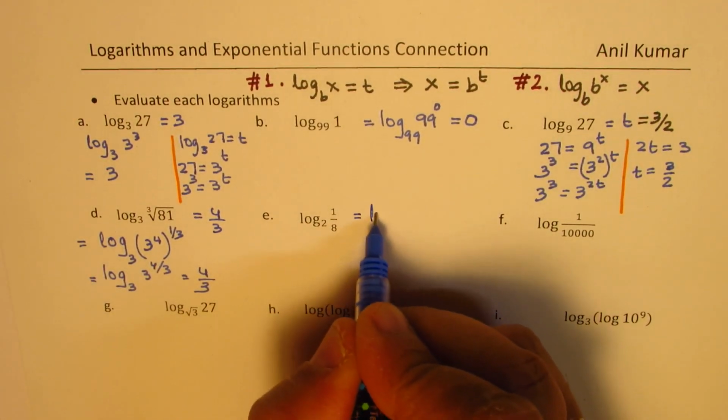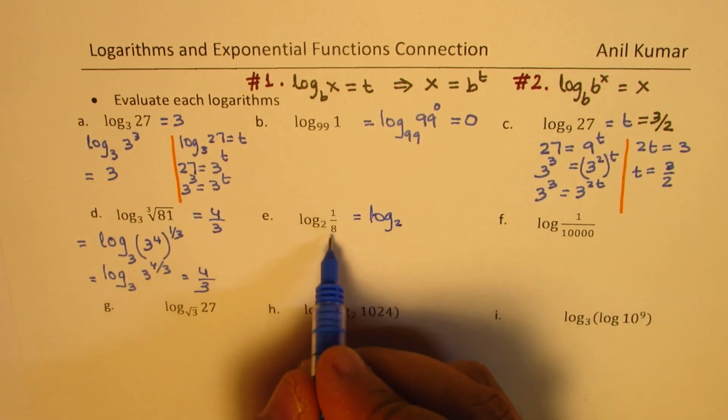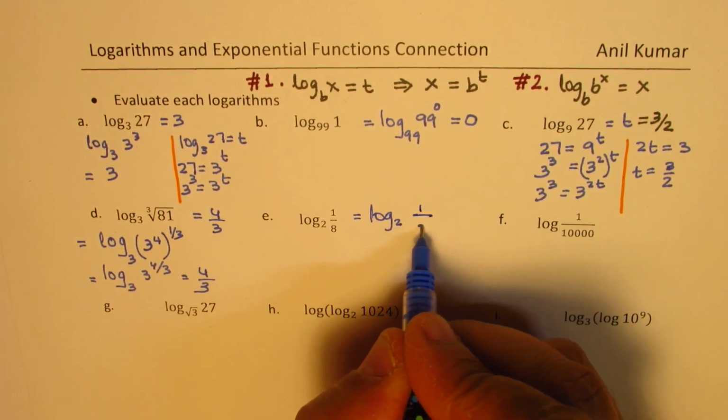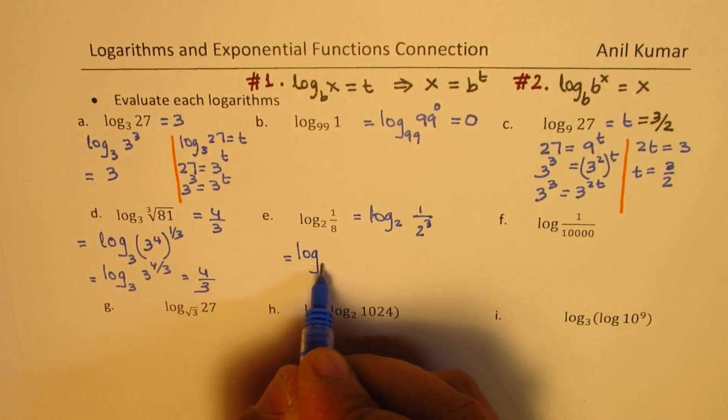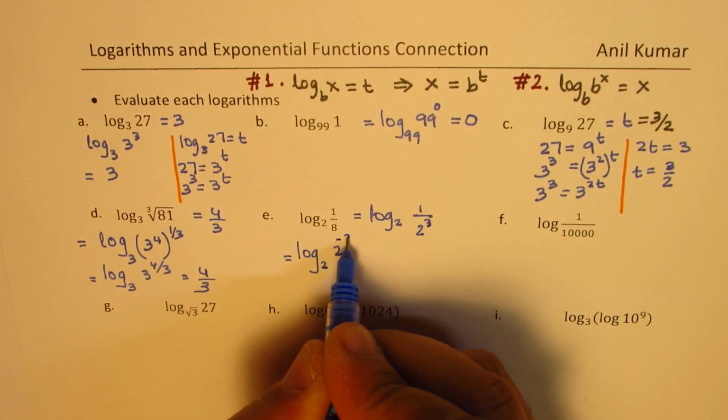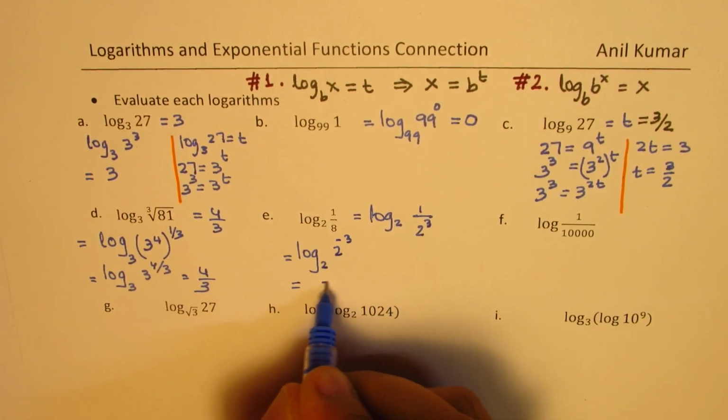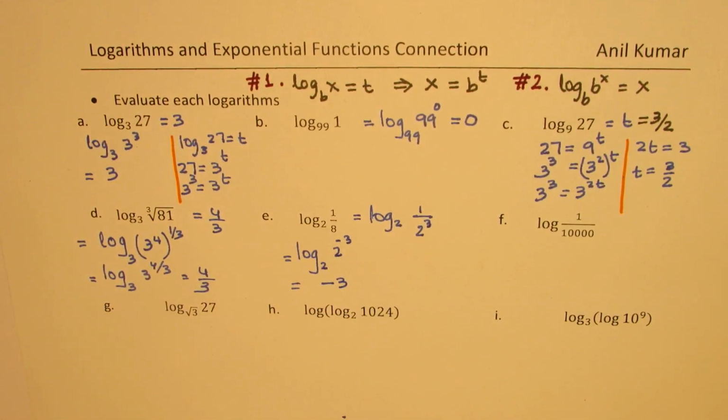So here, for example, log to the base 2, writing 8 as a power of 2 will be 2 cubed. Now this is in the denominator, and therefore I write this as log to the base 2 of 2 to the power of minus 3, and clearly this is equal to minus 3. So that becomes the value of this logarithm, right?